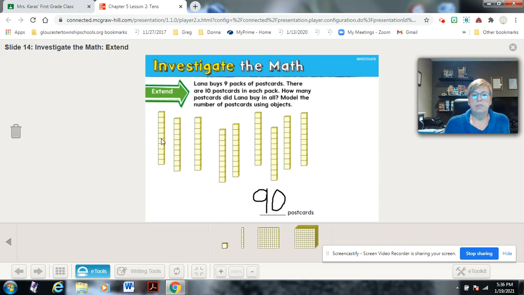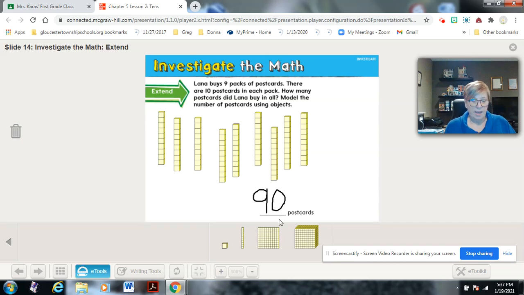Now, let's count by 10 and see if it still works. 10, 20, 30, 40, 50, 60, 70, 80, 90. Yep, still get 90. So these are 10s. Each group here is a 10 because there's 1, 2, 3, 4, 5, 6, 7, 8, 9, 10 little cubes together that make the rod. So there are 9 groups of 10s that equal 90 postcards.